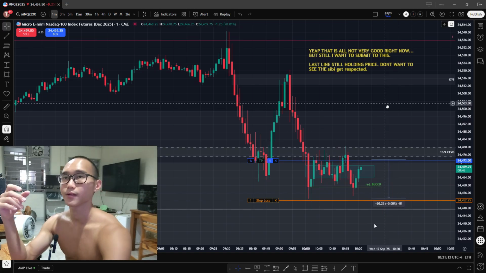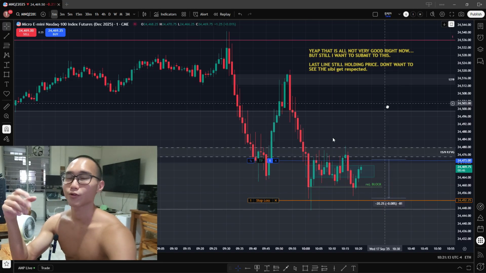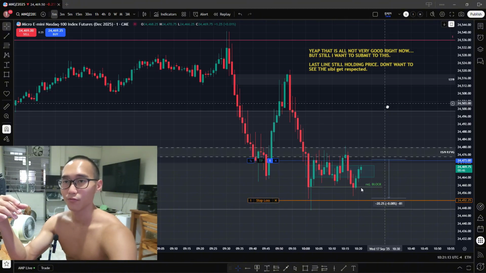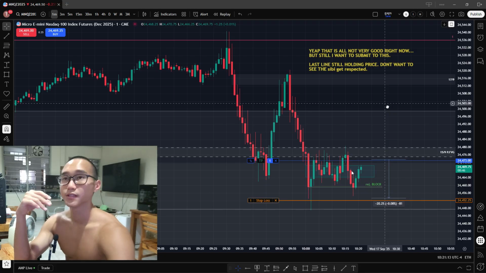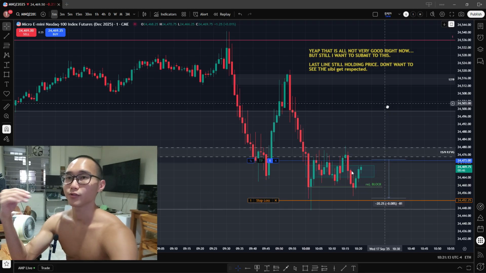So you can see what I typed, that yeah, it's not looking very good. But last time it's still holding price. You can see that the body pretty much closes above it, very close to it. And with this weak midpoint, it never even touched that. So all these are things that I'm weighing, like whether I should continue holding.